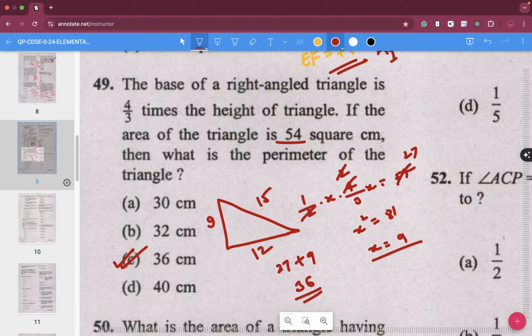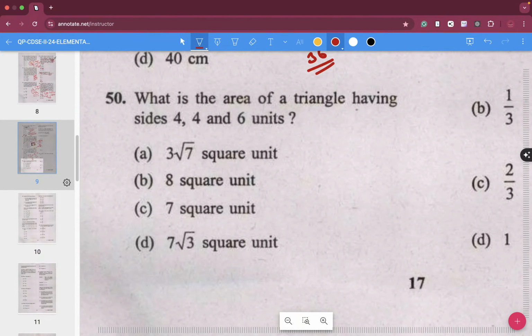Absolutely easy one, isn't it? Easy or tough one? Tell me. Easy or tough one? So with this we reach question number 50, which is a very sitter question, absolutely a sitter question.